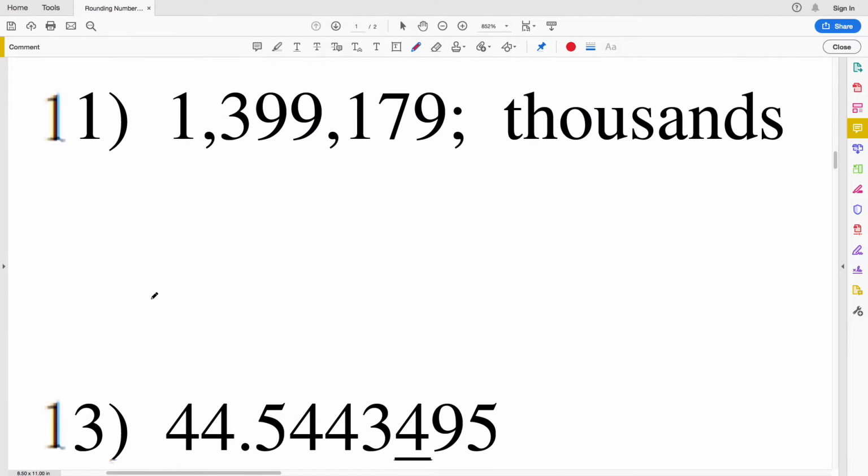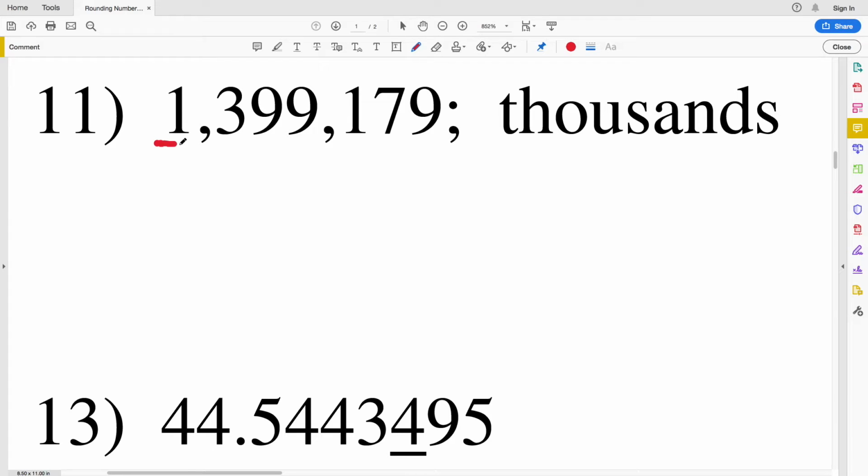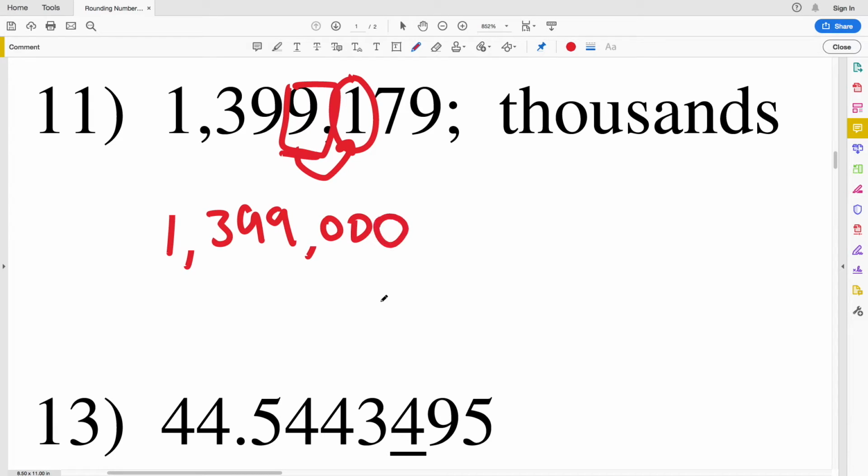In number 11, we're rounding to the thousandths place. Our number is 1,399,179. Rounding to the thousandths place, we're looking at this 9 in that thousandths place. So our overall number, when rounding to the thousands, is between 1,399,000 and 1,400,000. So we need to look to the number to the right of that 9, which is in the hundredths place. 1 we would round down, so we'll keep this 9 as is. So we'll round to 1,399,000.